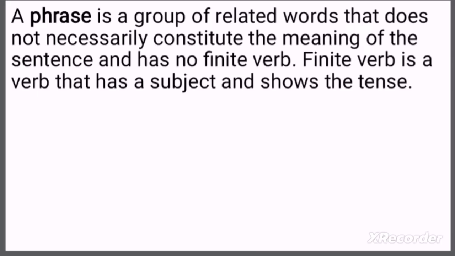So a phrase does not contain a finite verb; in the same way, a phrase is a group of words which does not give a clear meaning. A good example for a finite verb is: she baked bread. She baked bread. So we have a subject, she. Then we have a verb, baked. It means baked is being preceded by she. So these are finite verbs. They work like that.